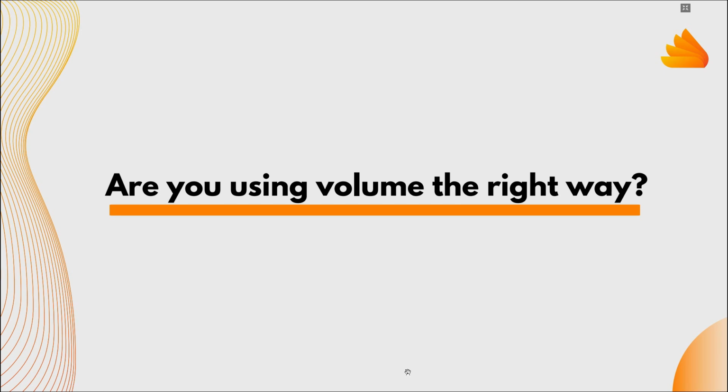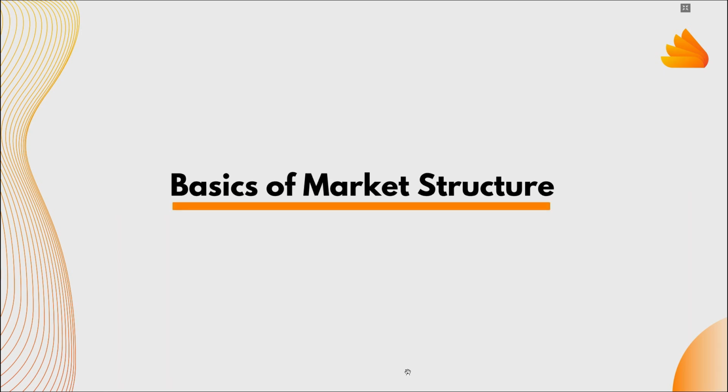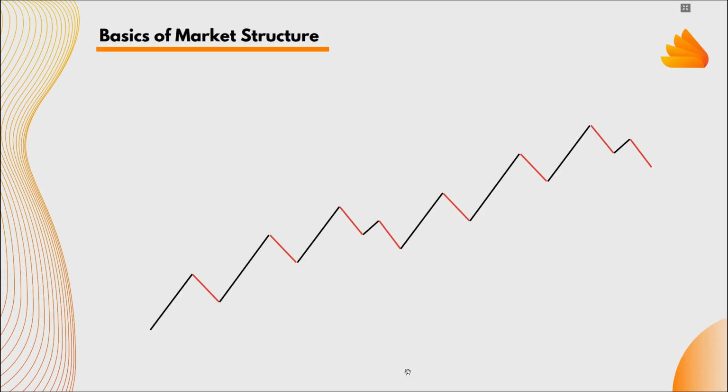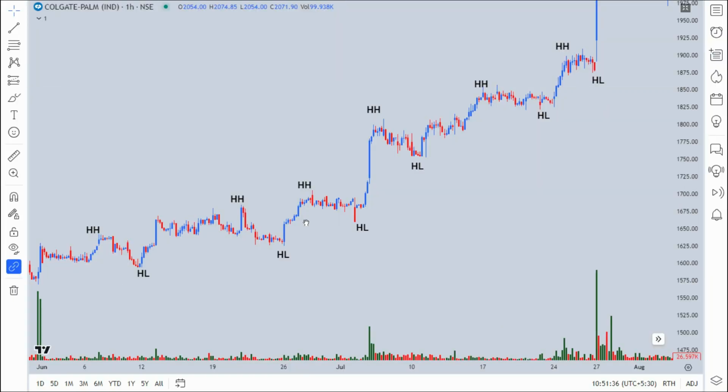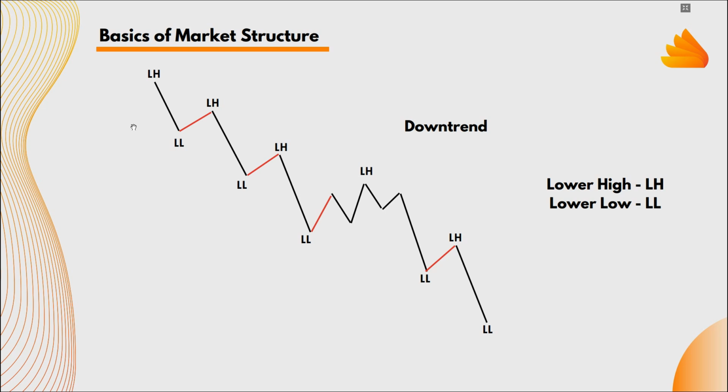So what are the basics of market structure? First, we have to understand this before applying volume. As I explained, the market creates proper momentum. I've given an uptrend example right here. In an uptrend, it creates a proper higher high, higher low structure. This is one stock on the 1 hour time frame. See, a clear-cut higher high, higher low structure has been built. Just by looking at this chart, you can recognize it as an uptrend. And a downtrend creates a lower high, lower low structure.